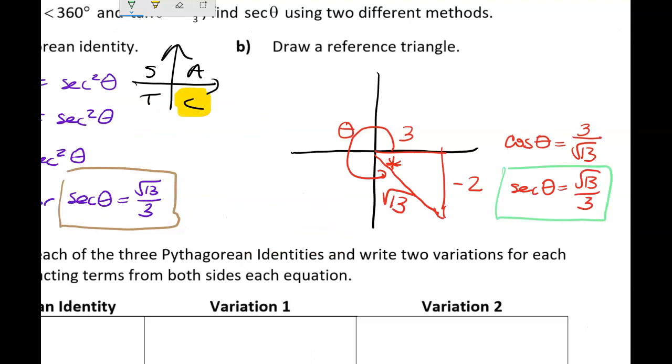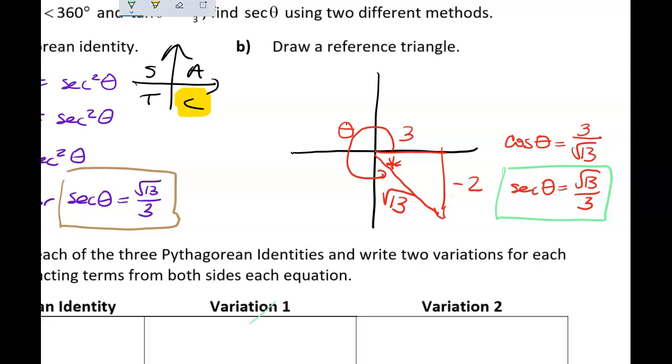Notice that when we draw a reference triangle, we get the same result. You have to insert your opposite and adjacent sides, and then we need to find the hypotenuse by the Pythagorean theorem, and then from there we can find the cosine is adjacent over hypotenuse. Don't rationalize it, since we're going to flip it anyway to find the secant, and secant of theta is equal to the square root of 13 over 3.